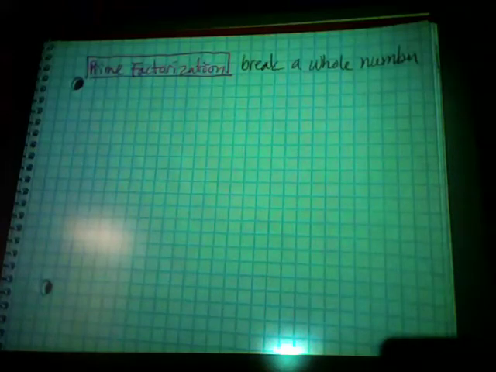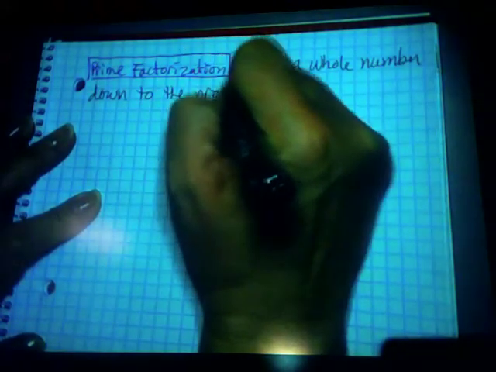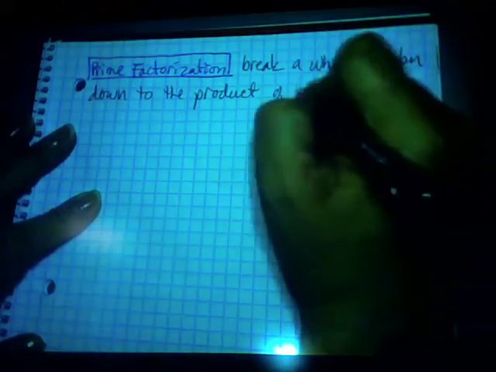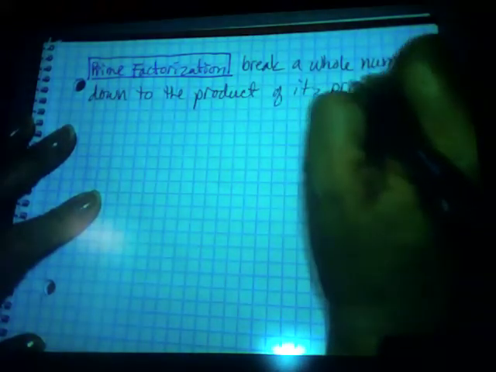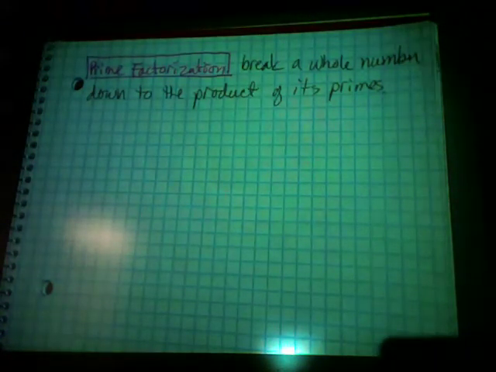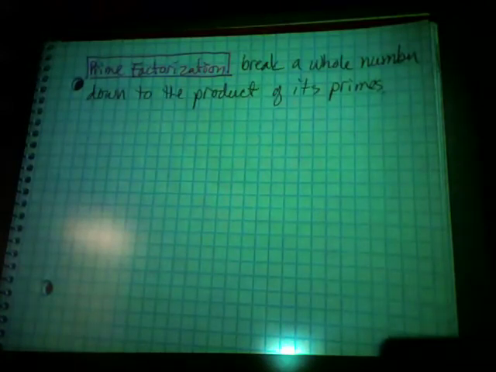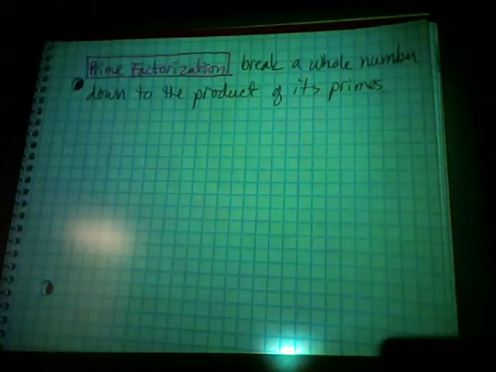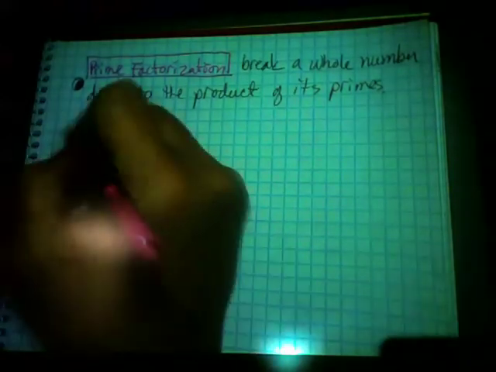Put it away. So you're going to prime factor a whole number down to the product of its primes. Some of you have been taught to start with the smallest prime number 2 and keep dividing the number by 2 until it doesn't go in there anymore, then go to the next prime number, which is 3, and divide that in there until it doesn't go anymore, and then the next prime number, which is 5, and so forth. That is long, exhausting, tedious, and boring. I would hate that. And so example 2, we're going to do a couple of them.